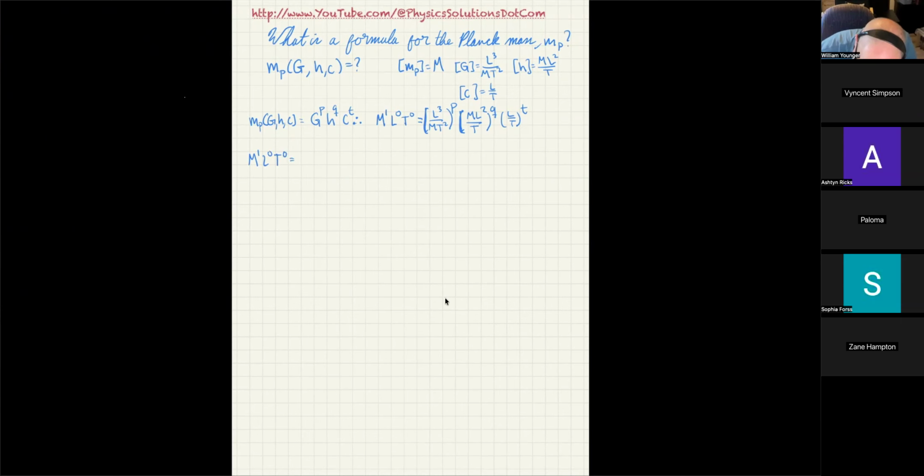So I'm going to continue on with M to the 1, L to the 0, T to the 0 is equal to, now I'm going to write this as L to the 3p, M to the negative p, and T to the negative 2p. That's for just the first factor. Then for the second factor, I have M to the q power, L to the 2q power, and T to the negative q power. Negative q, not negative 2.